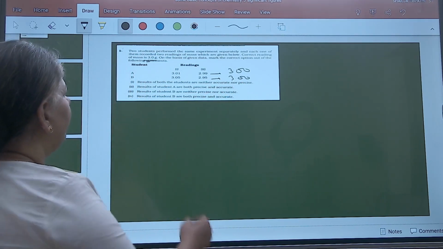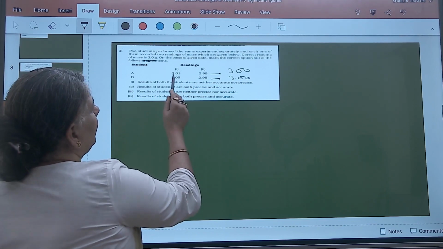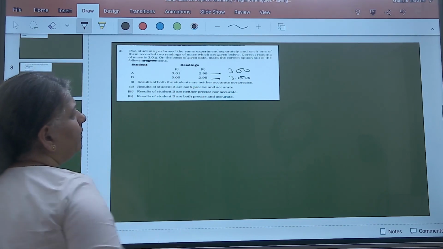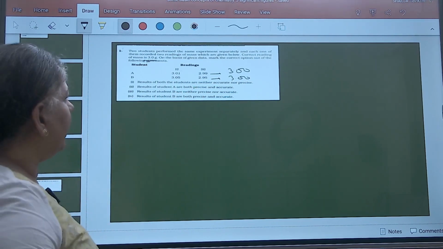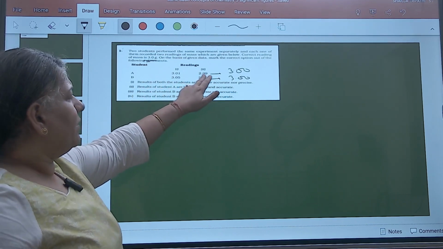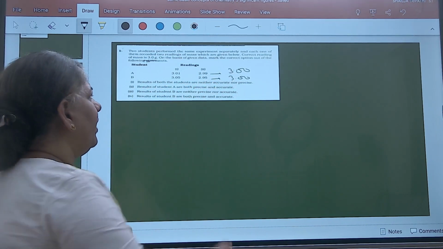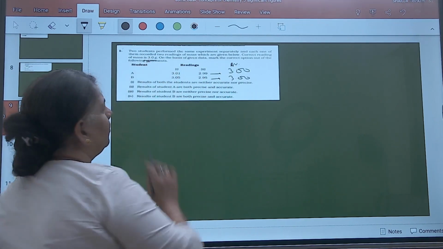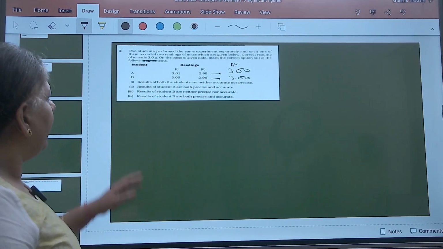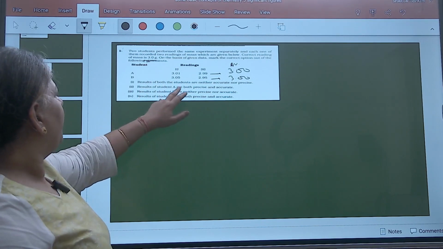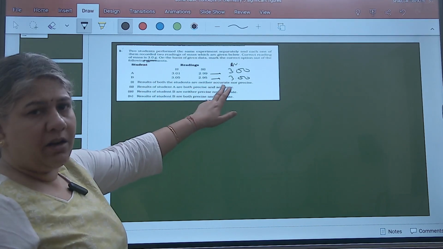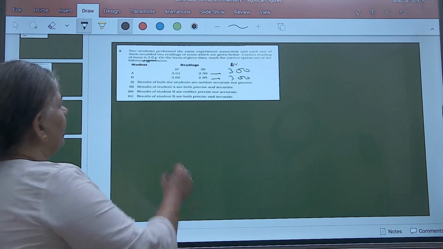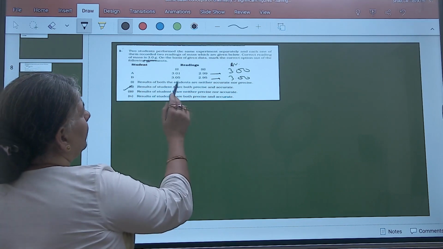Now let's see the first reading. See, both the readings are very close. So hence the readings are precise and the average value is equal to the correct value or true value. Hence, the result reported by A is both precise and accurate. So this is the correct option.